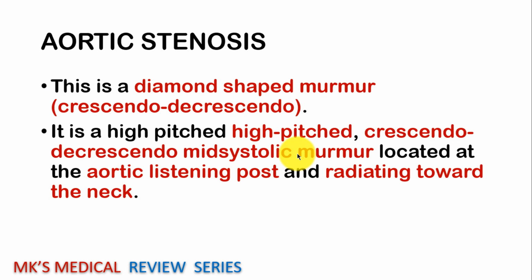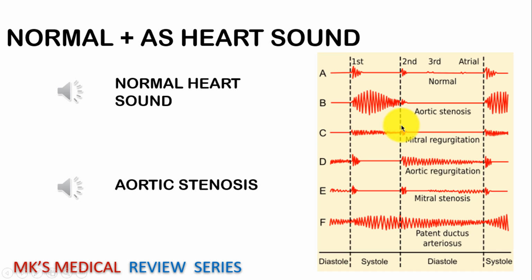Then moving on to aortic stenosis, this is also known as a diamond-shaped murmur. So it has a crescendo-decrescendo pattern. You're going to have a high-pitched crescendo-decrescendo mid-systolic murmur located at the aortic point that radiates to the neck. So this is with aortic stenosis.